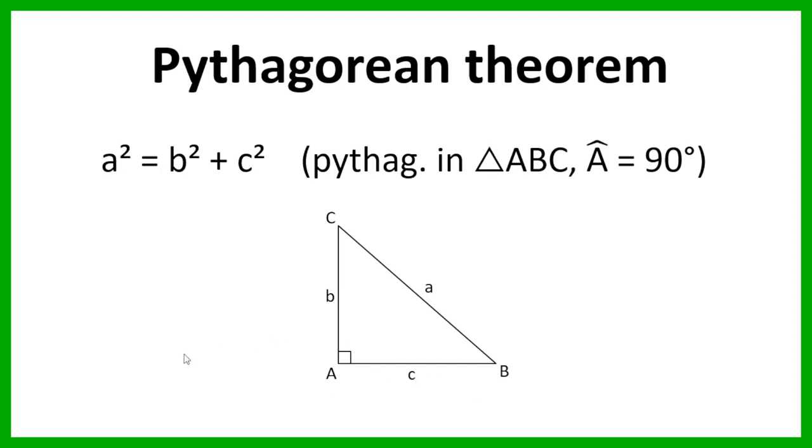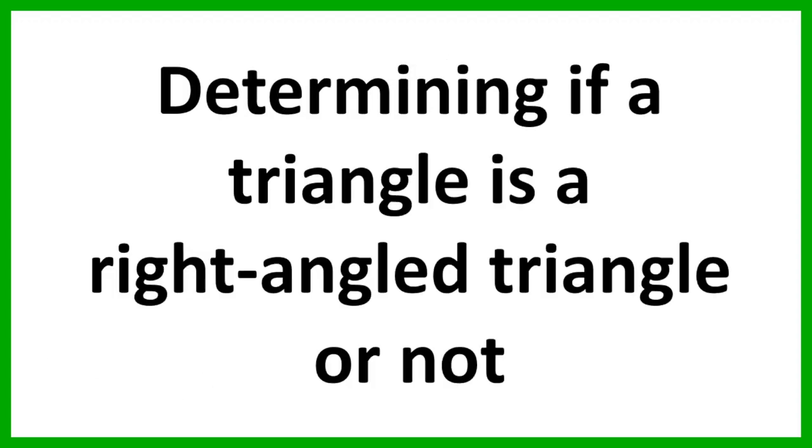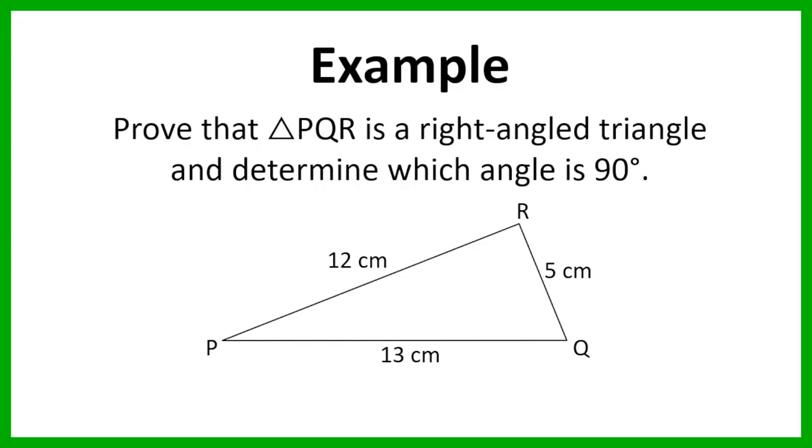Okay, now you know what the Pythagorean theorem is. Now we're going to start learning how to apply it. But before we start learning how to use it to work out the lengths of sides, let's first take a look at using it to figure out whether or not triangles are in fact right angle triangles. Okay, so what we're going to be doing now is determining if a triangle is a right angle triangle or not. In the first example we're going to do, we need to prove that triangle PQR is a right angle triangle, and we need to determine which angle is 90 degrees.